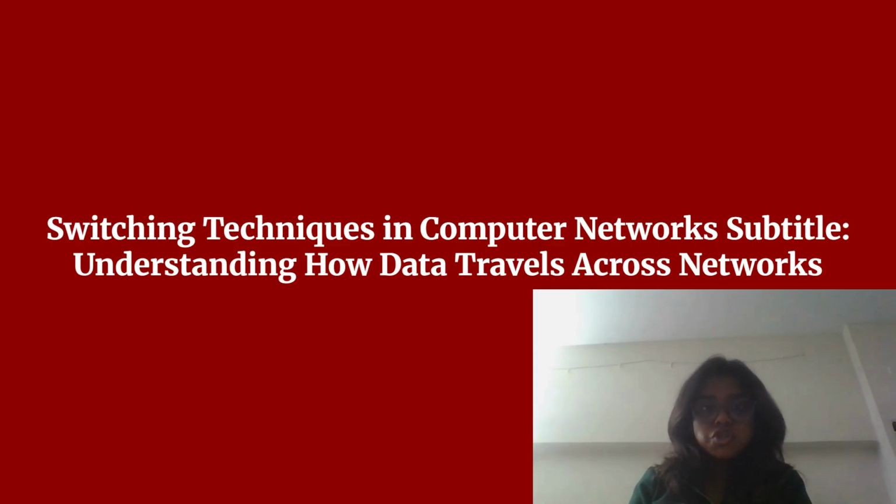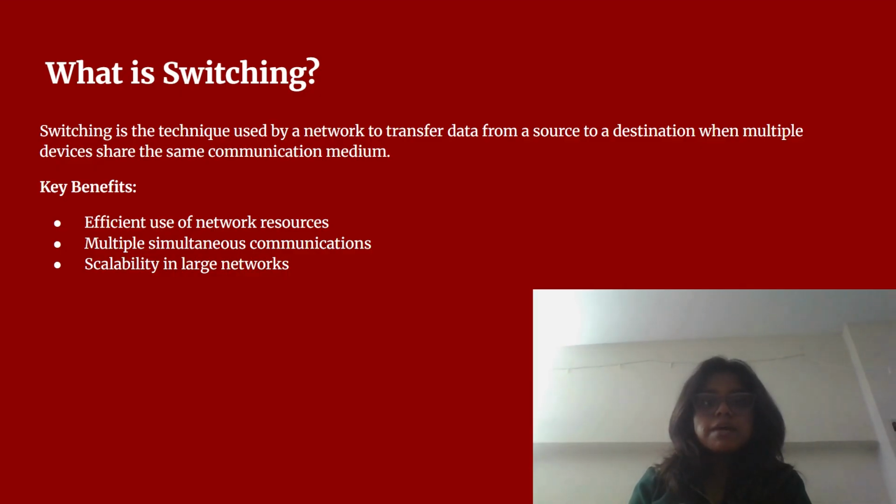Before we begin today's topic, I want you to think about something simple. Every time you send a message, join a video call, or open a website, data travels through many devices before reaching its destination. But how does the network decide which path to take? How to handle multiple users at the same time? How to avoid chaos? The answer is switching.